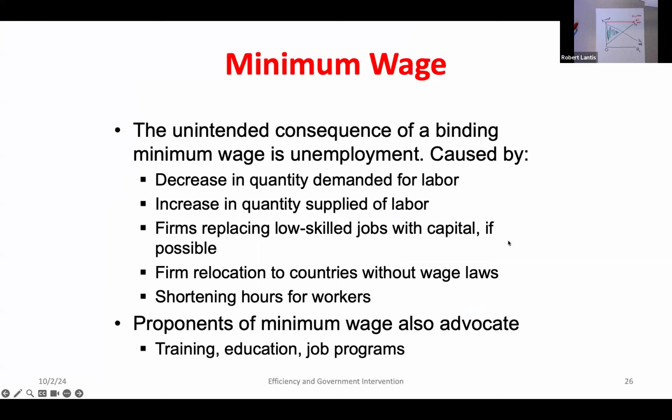So we think about, what are some of the unintended consequences of these binding minimum wages? Well, it's going to decrease our quantity demanded for labor and increase our quantity supplied. If the demand for labor is less than the supply, that's essentially unemployment.